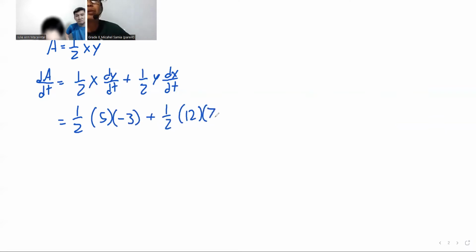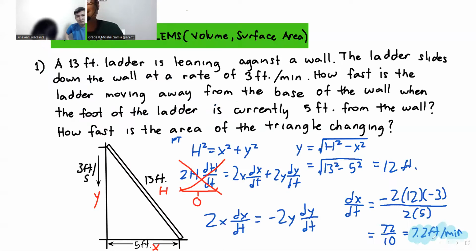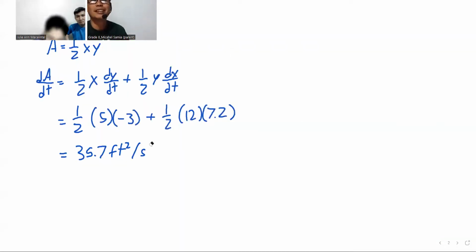7.2. Feet squared per, is it in minutes, Josh? Okay, I think that's correct.